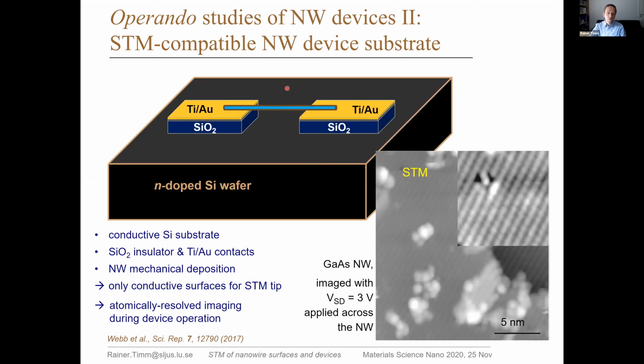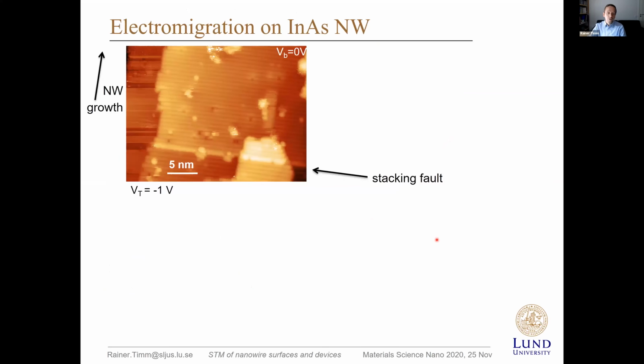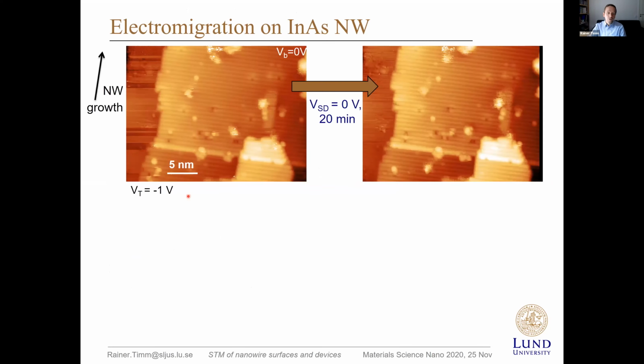And with this structure, we could apply a 3 volt source drain bias between both ends of the gallium arsenide nanowire, and still get atomic resolution. And furthermore, we could even see an effect called electromigration. So what we see here is again the side facet of a gallium arsenide nanowire, and we have some defects here in the surface. So we imaged it several times for over 20 minutes, and the surface doesn't change.